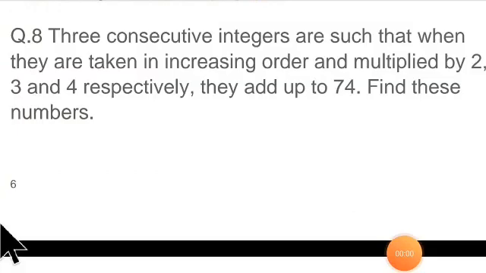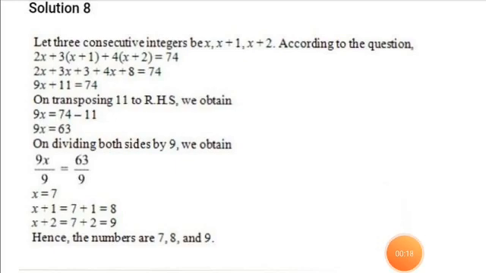Now let us see question number 8. Three consecutive integers are such that when they are taken in increasing order and multiplied by 2, 3 and 4 respectively, they add up to 74. Find these numbers. Now let the three consecutive integers be x, x plus 1 and x plus 2. According to the question, the first number is multiplied by 2, the second number is multiplied by 3 and the third number is multiplied by 4. So 2x plus 3 into x plus 1 plus 4 into x plus 2 equal to 74.